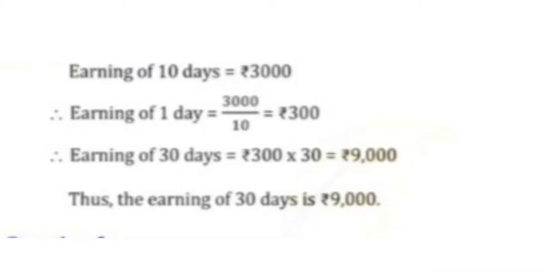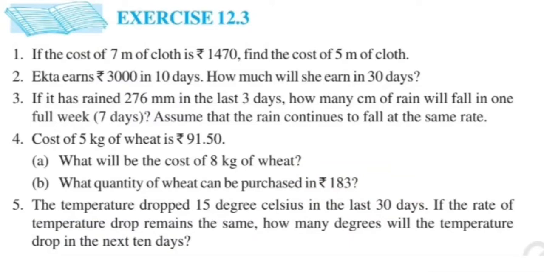So money earned in 1 day by her, it will come 3000 upon 10. Okay, so it means 300. So we have to find for 30 days, so 300 we will multiply by 30. So it will come 9000. So answer is 9000. Now see question number 3.